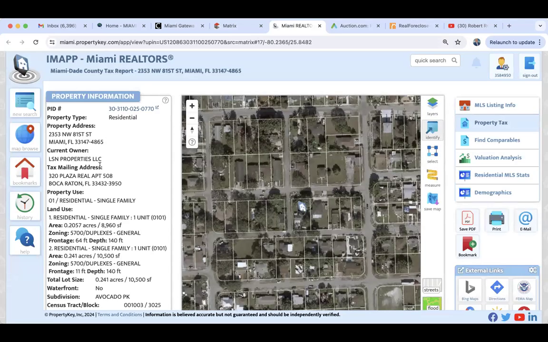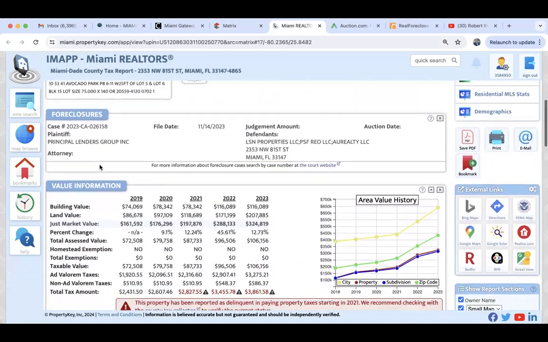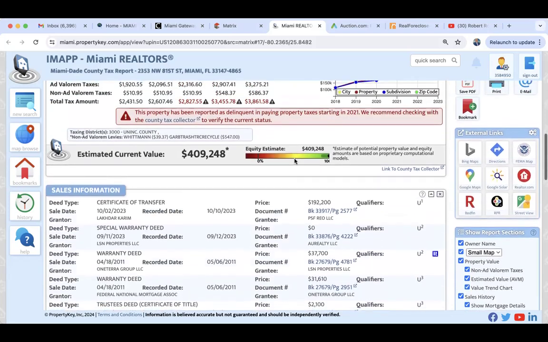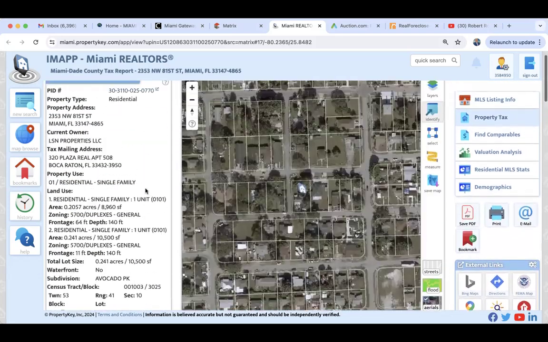So as you can see, this is owned by an LLC, probably an investor who bought it in foreclosure, right? And you're going to see here a certificate of transfer and the last sale of the property. It was for $192,200. This is a telling point here, guys. This was a foreclosure and it occurred in October of '23 and the price was $192,200. They're trying to sell the property for $100,000 more. Okay. So keep that in mind when you're trying to build an offer price. Now, IMAP, especially the new IMAP, this is the new version of IMAP, folks.